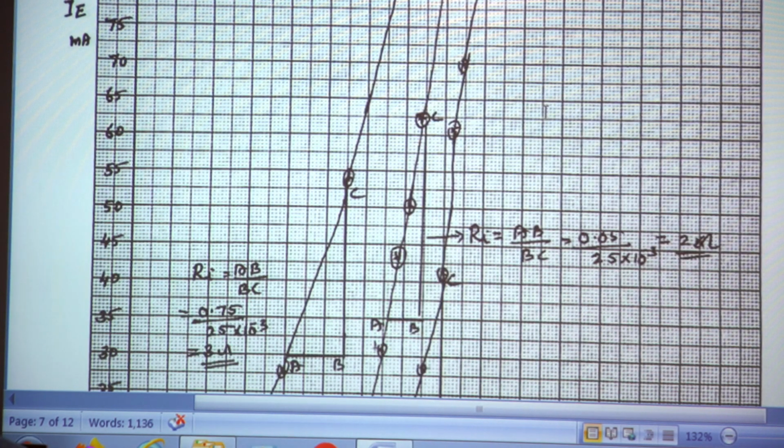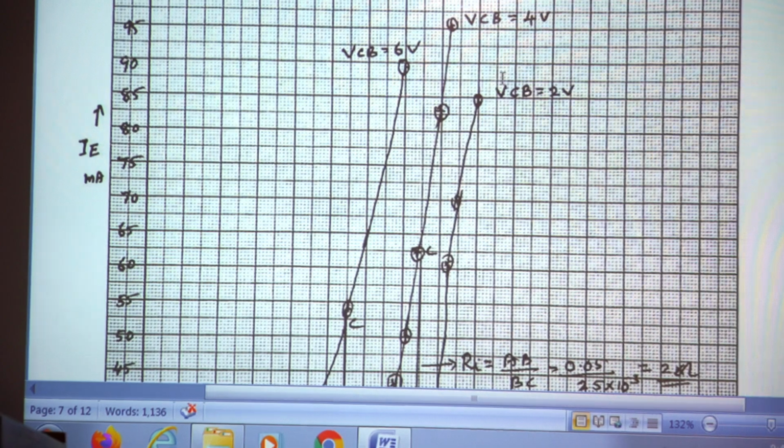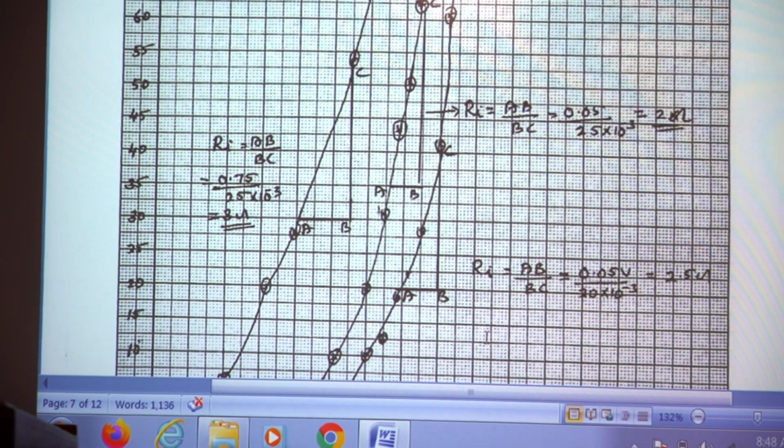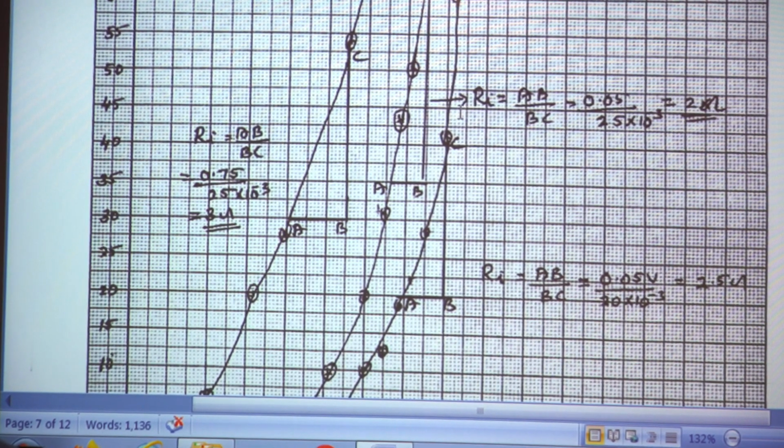So we obtained 3 curves. One is plotted at VCB equal to 2 volt, the second one is plotted at VCB equal to 4 volt, and the third one is plotted at VCB equal to 6 volt. So these are the 3 curves. From all the 3 curves we can find the value of the input resistance Ri.